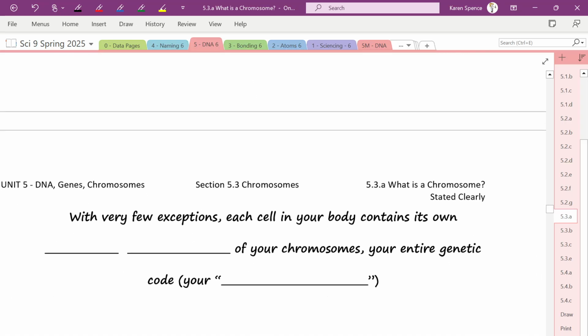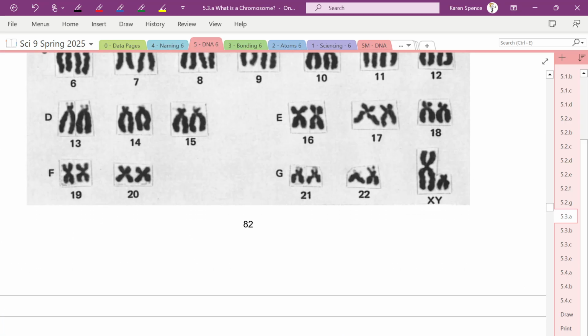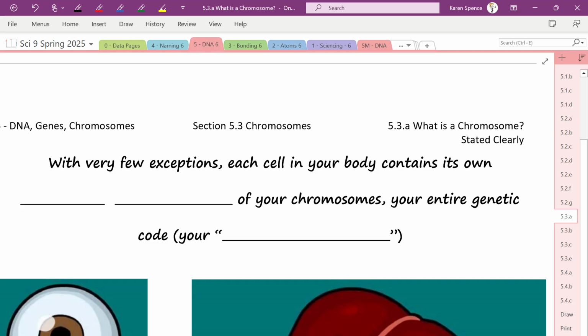Okay, on the next page, page 83. With very few exceptions, maybe I need an answer key for this so I can actually use the real words.